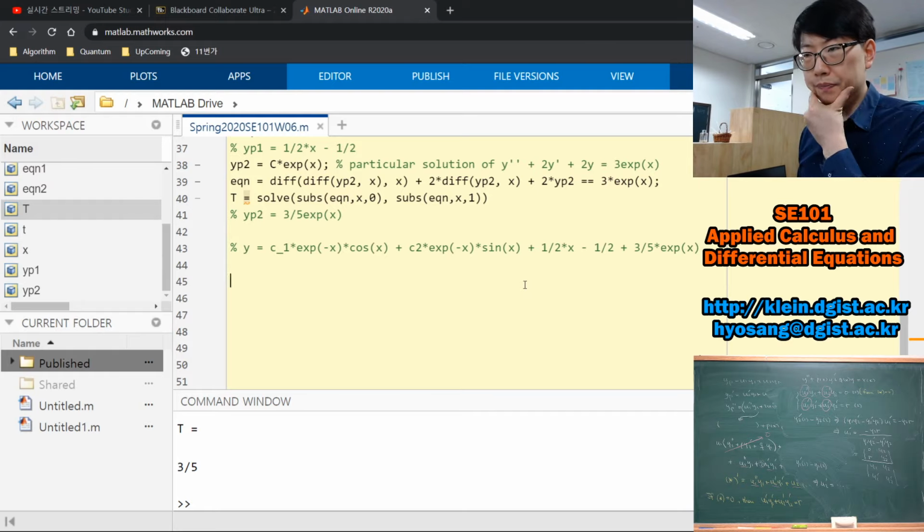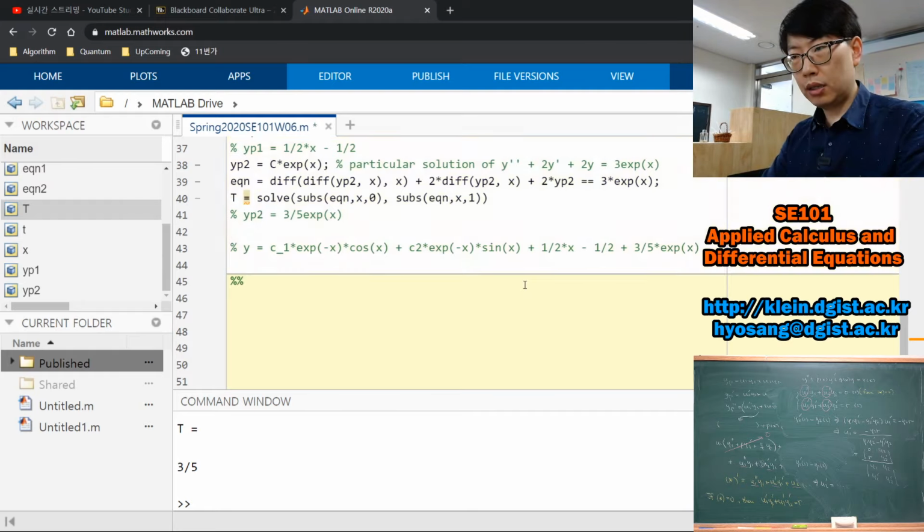Okay, how about undetermined coefficients? So here we had y double prime plus 4y equals tangent squared 2x. That was our question, right? The last question. Let's try to do this by MATLAB.